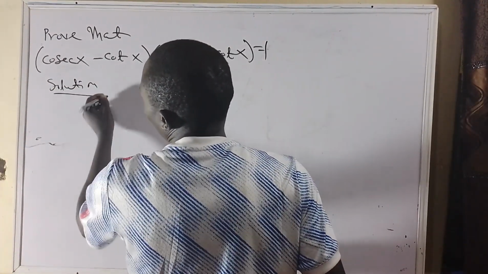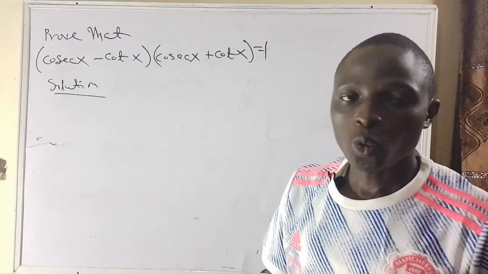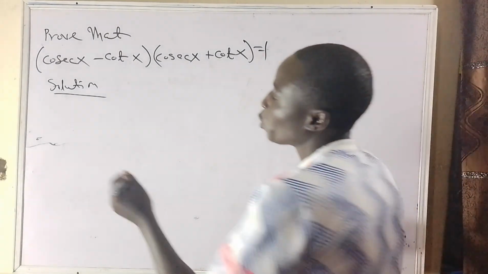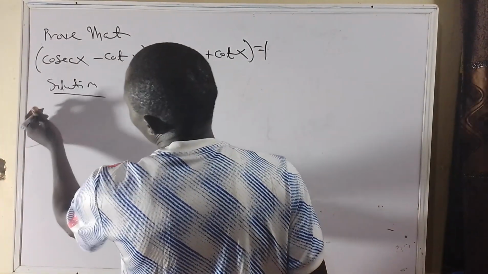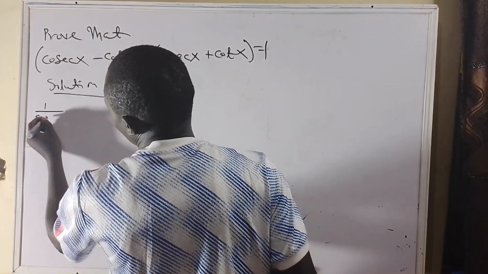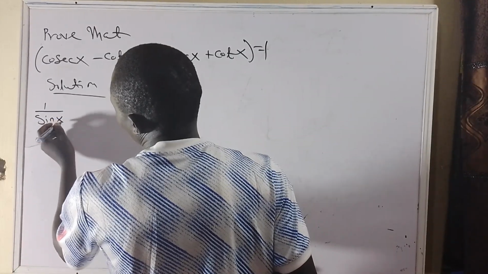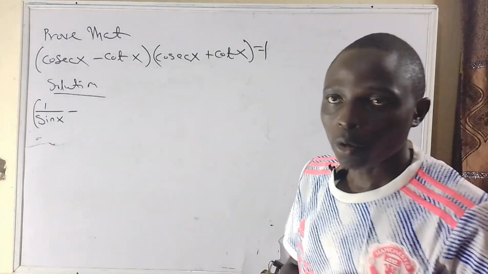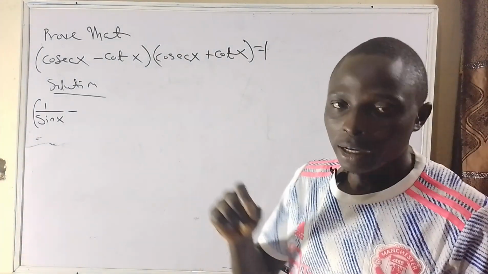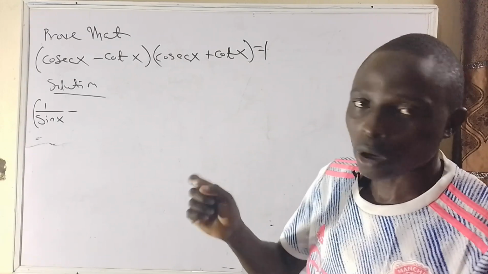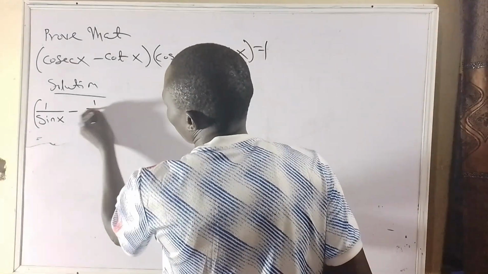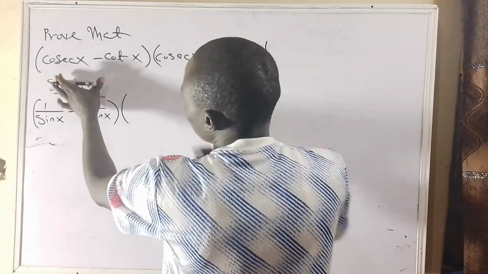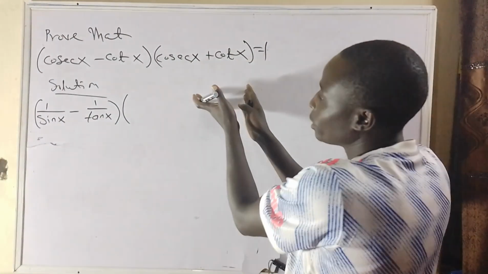So we know that cosec x is the same thing as 1 over sine x. So instead of putting cosec x, I'll put 1 over sine x, in bracket. Cot x is the same thing as 1 over tan x. So this is 1 over tan x, close bracket.